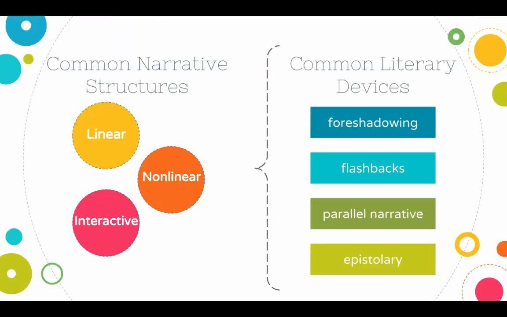To review today's lesson, first, there are different narrative structures. Linear meaning in a line. It goes in order, in time order. Nonlinear meaning it might go out of order. It gives you the end, the middle, the beginning, all sorts of things out of order. Interactive, which we said was really uncommon, might be when the reader gets to play a role in building the plot. Common literary devices, we've discussed foreshadowing, flashbacks, parallel narrative, and epistolary.